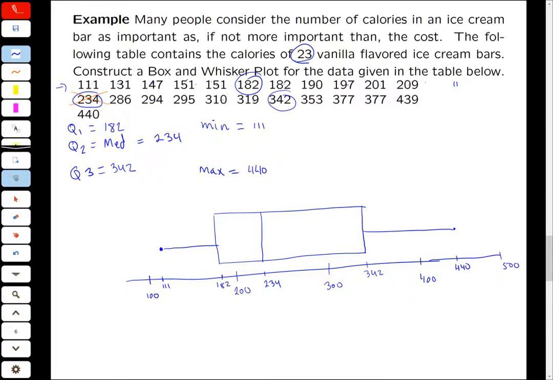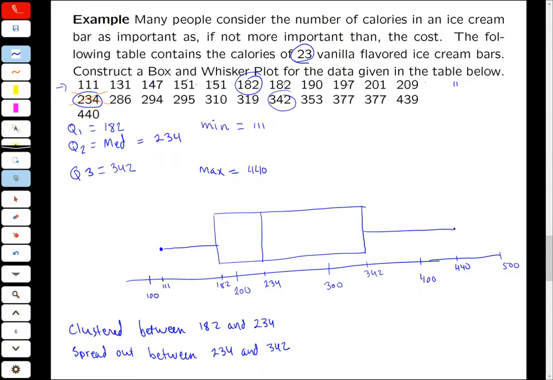So let's write down what this means. This would be clustered between 182 and 234 and spread out between 234 and 342. We want to know where it is most clustered and where it is most spread out.